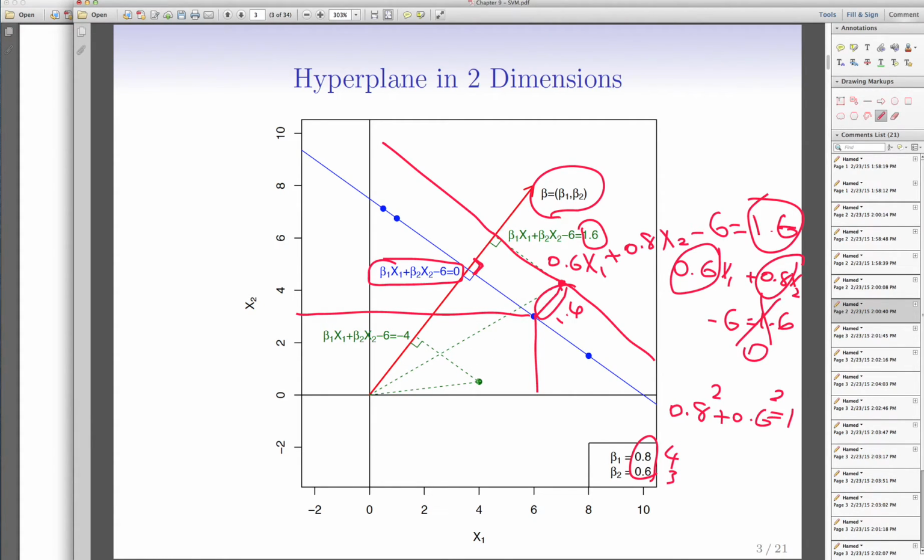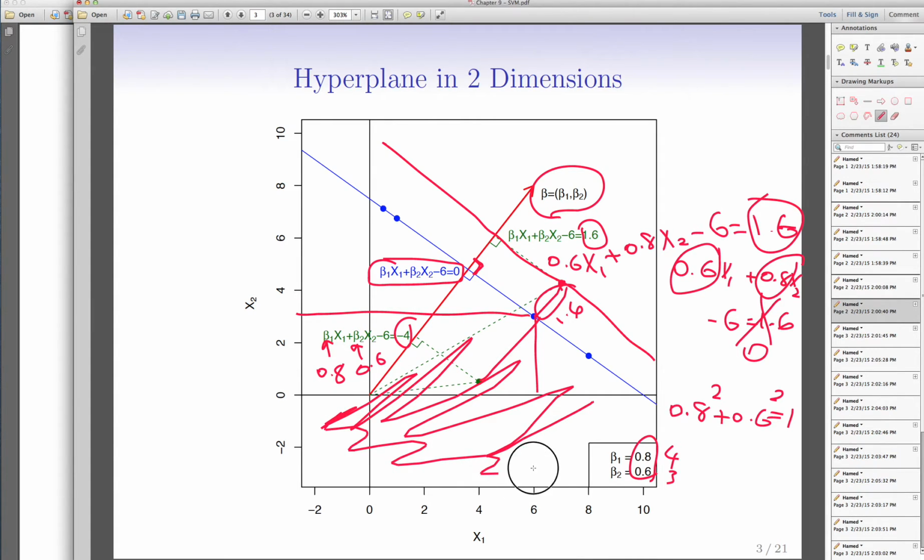For example, a point like this is beta 1 x1 plus beta 2 x2, where beta 1 was 0.8 and beta 2 is 0.6, equal to negative 4. That means the Euclidean distance of this point and this line is negative 4. Okay, so anytime we are in this region, we have negative distance. Anytime we are here, we have positive distance. We are going to use this property a lot later.